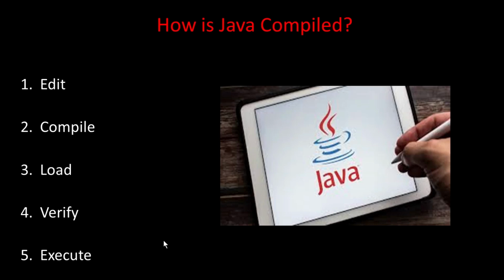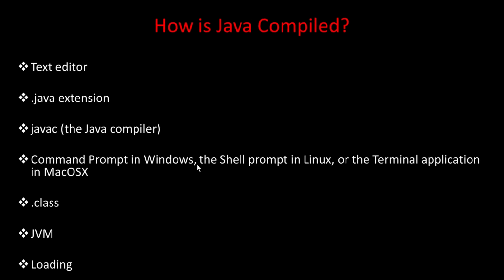Now the first stage consists of editing a file with a text editor program. That is the first stage of a Java program, where we use a text editor to type in our code. For instance, you can use Notepad in your Windows as a text editor to write a Java program.